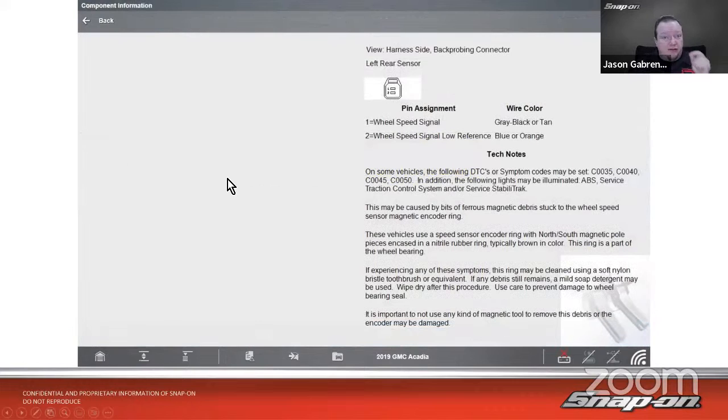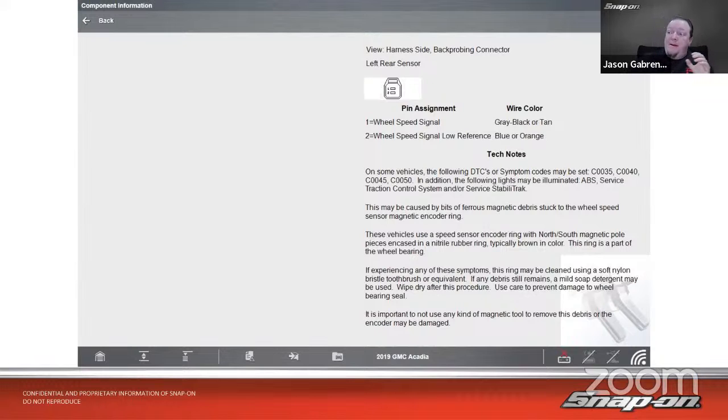Now, here's an interesting tech note, and they actually have a TSB on this from GM. On some vehicles, the following DTCs or symptom codes may be set. In addition, the following lights may be illuminated: ABS, service, traction control, etc. May be caused by bits of ferrous magnetic debris stuck to the wheel speed sensor magnetic encoder ring. Remember how we talked about the inner bearing race being a magnet now. It's got south and north poles.